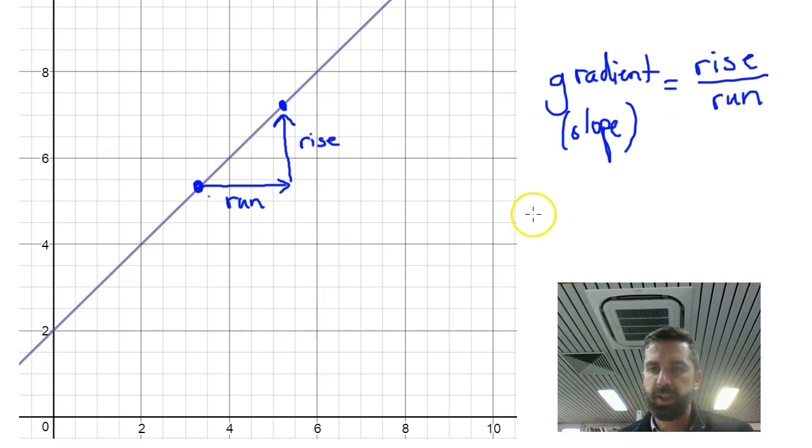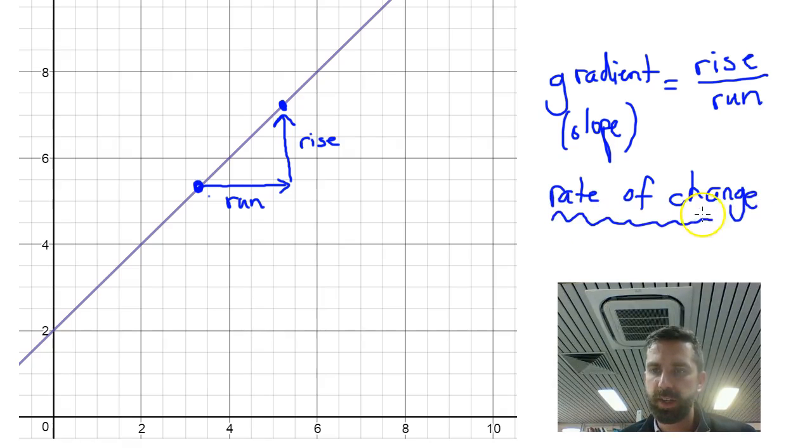The other thing that we said, and this is the really important point, is that the gradient or the slope of that line is equal to the rate of change of that function. So the rate of change is really important in calculus. And so, for example, if this was a distance and time graph, the rate of change would be speed. So the gradient or the slope tells us the rate of change.